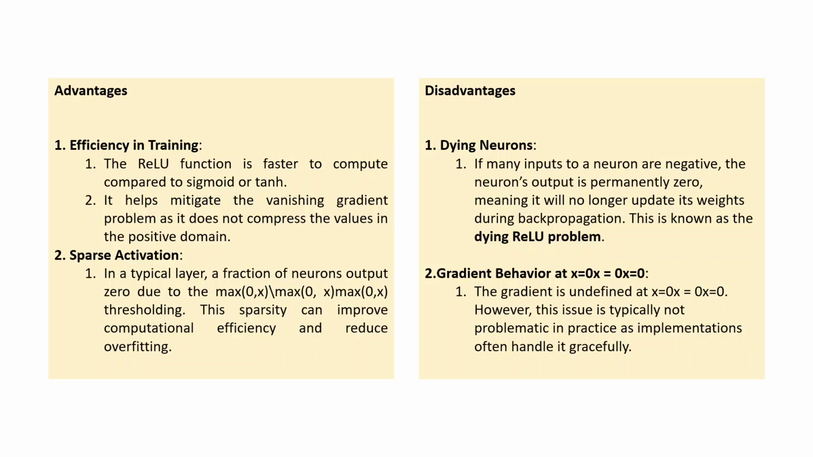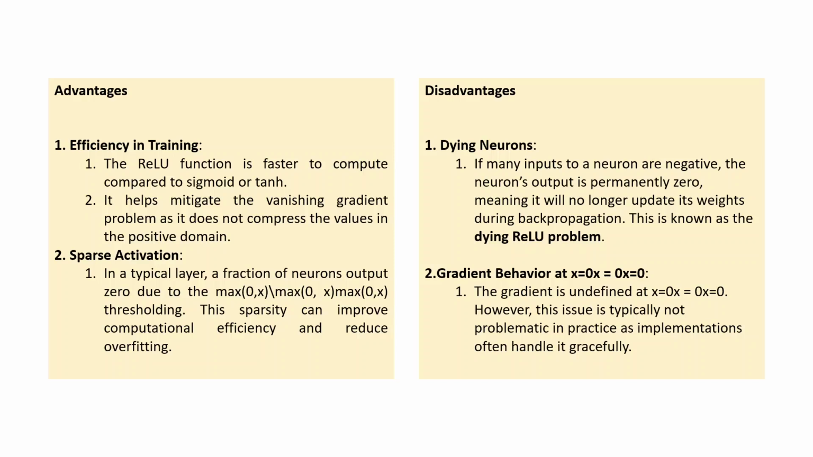Sparse activation. So in most layers, only some neurons output non-zero values. This sparsity reduces computational effort and makes the network more efficient. Imagine an office where only the right people work on tasks while the rest stay on standby. That's what ReLU does for neural networks.